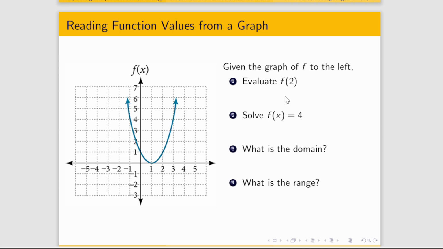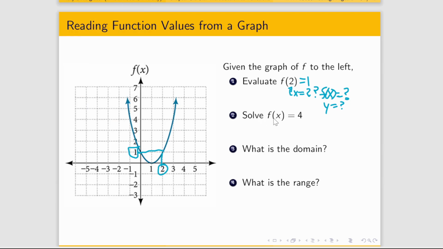So for f of 2, remember that's asking you when x is equal to 2, what is f of x? And f of x is another way of asking for y. It's asking for that output. So I'm going to go over to the input of 2, and that gives me an output of 1. So f of 2 is equal to 1.